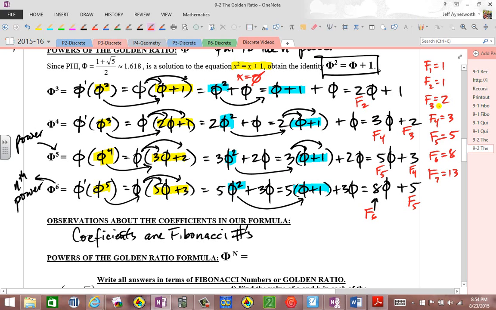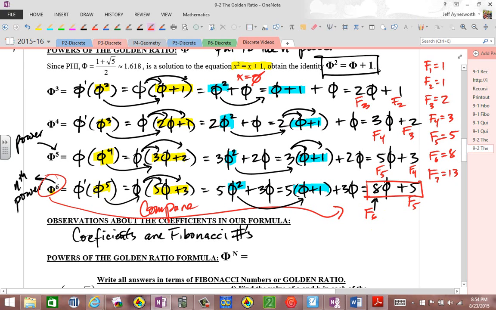Excuse me, F3. This is F3, sorry. F3, and this is F2. So if you understand that these are just Fibonacci numbers, then you know the relationship between that and the power. So if we look at this and compare the power with the nth Fibonacci number, then there's a relationship there.